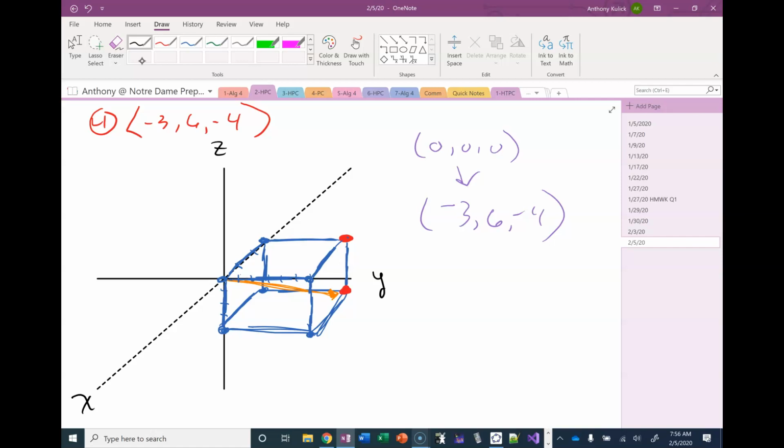Or is there anything else from this sheet that we need to talk about, Sydney? Number 7? Sure.